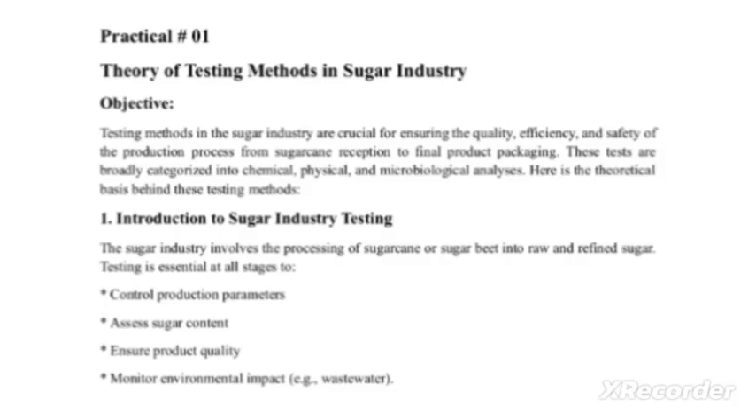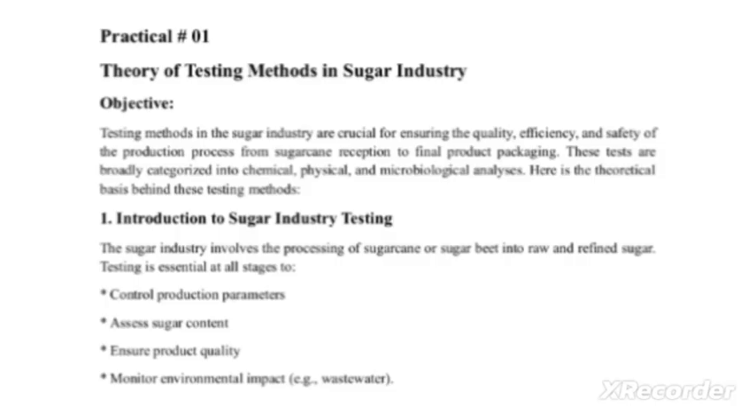A polarity test. The polarity test is a key quality control method in sugar industry used to determine the sucrose content of sugarcane juice, syrup, or sugar crystal. It is based on the optical rotation of polarized light caused by sucrose molecules. Principle of polarity test. Sucrose is optically active. It rotates the plane of polarized light. A polarimeter measures this rotation, which is then related to sucrose concentration. The more sucrose present, the more the light is rotated.